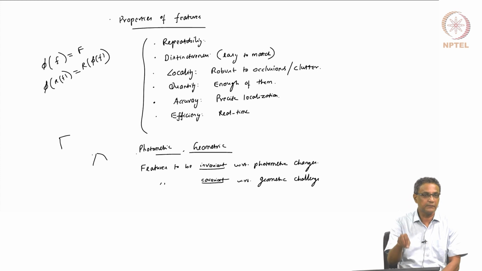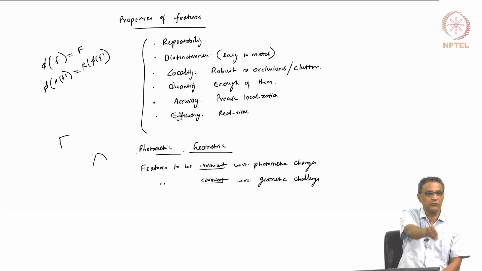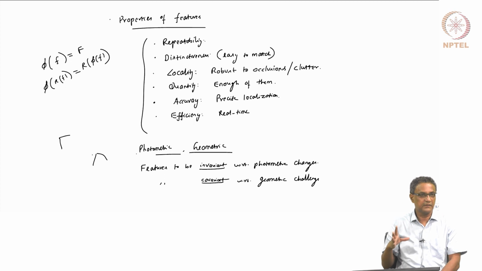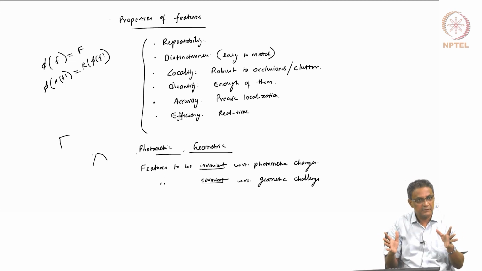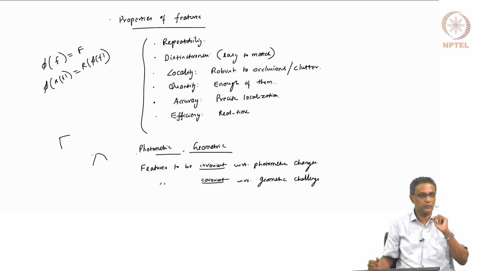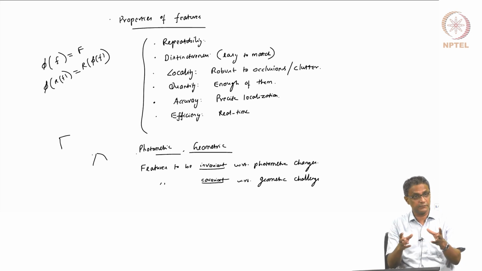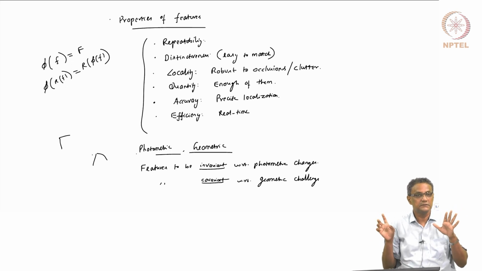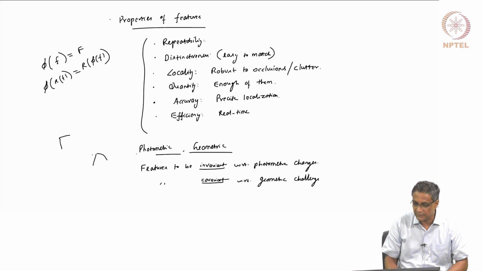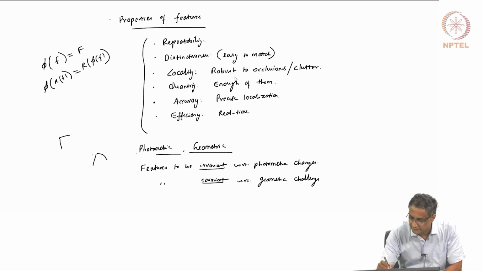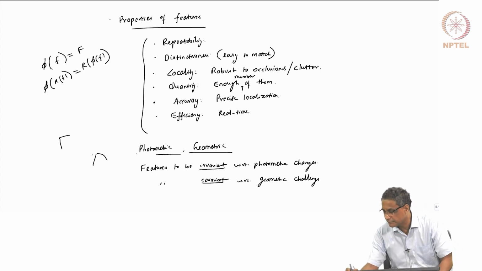Quantity means enough number of them. Given an image, if I can only get you one feature, I have an algorithm to find a feature, but that feature is so sparse that I can get only, say, two of them in an image, what do I do with them? I should have enough number of them. They should be distinctive, and there should be enough of them, because most of the time it's not enough if you just have one correspondence. You actually need multiple of them. That's what I mean by enough.